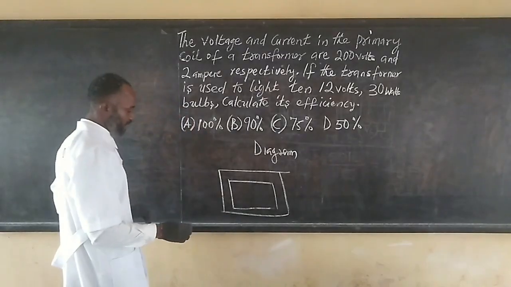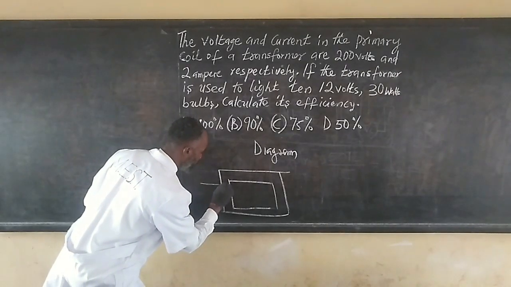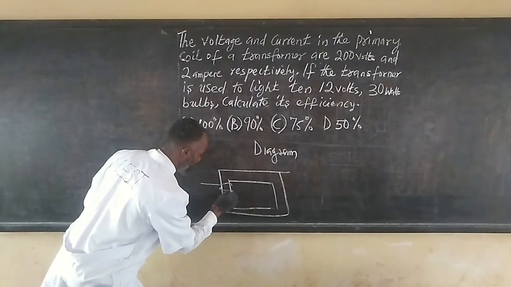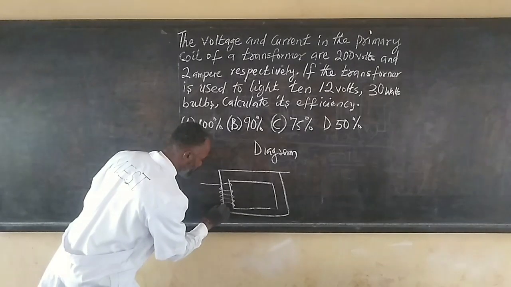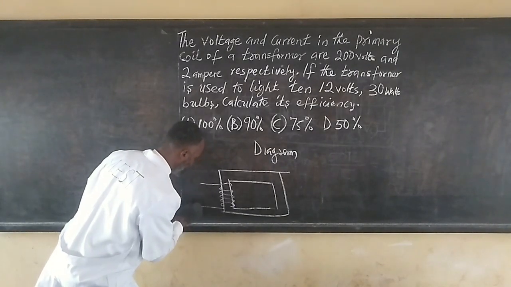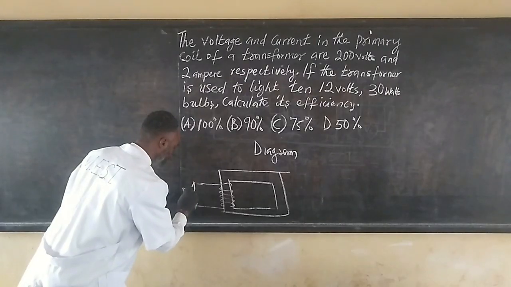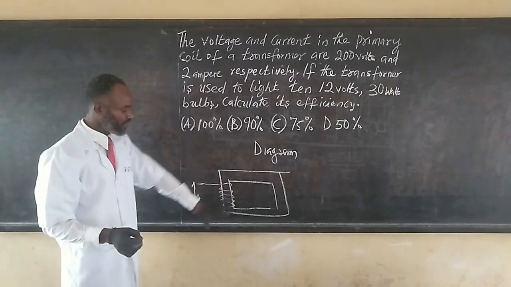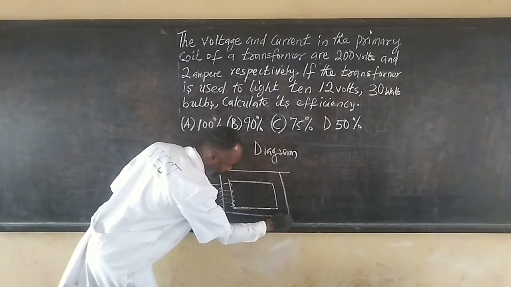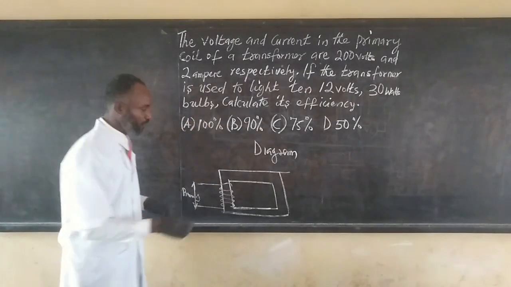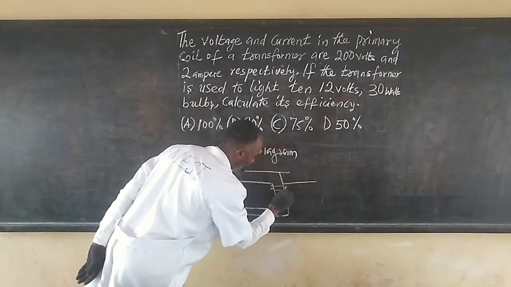And then this is the primary section, this is the secondary section. I have the coil this way, and I have this as my primary coil at this point. That means whatever is happening here is the primary section. That's the first thing to know. Whatever is happening here is happening at the primary section of the transformer. Take notes. Also, whatever is happening here is happening at the secondary section of the transformer.